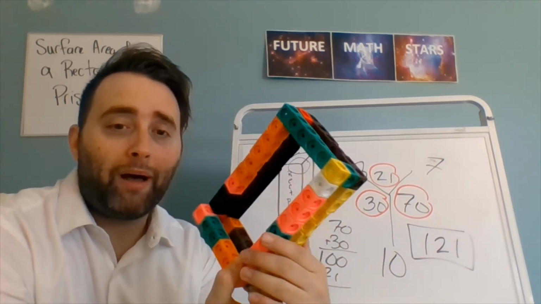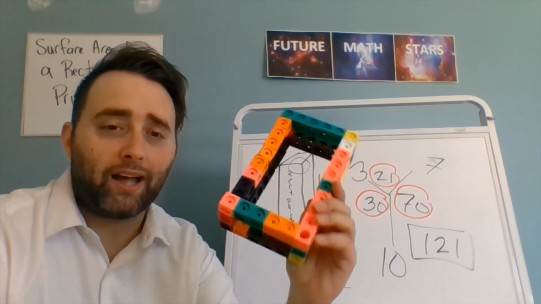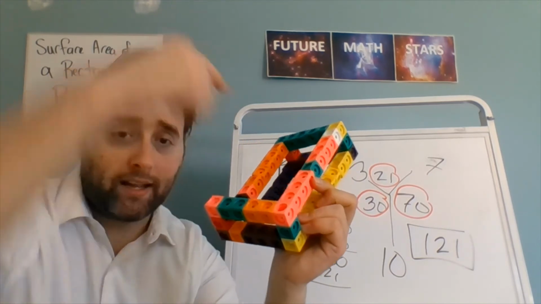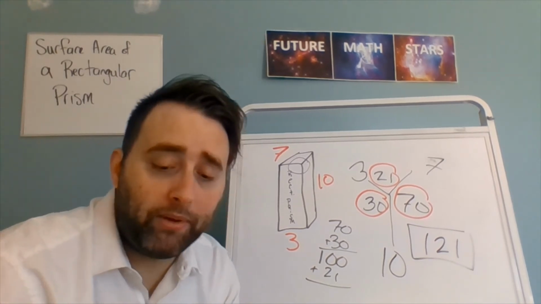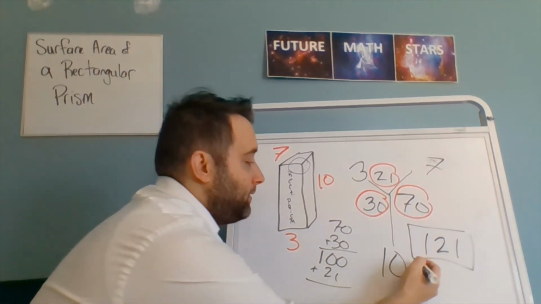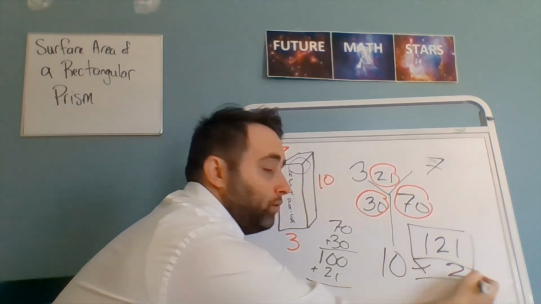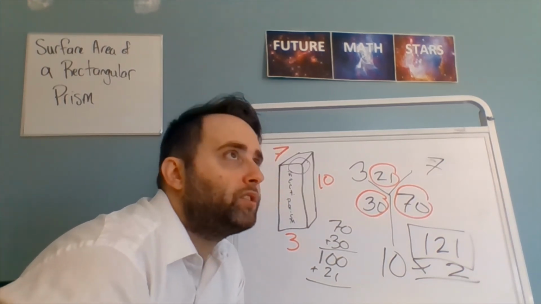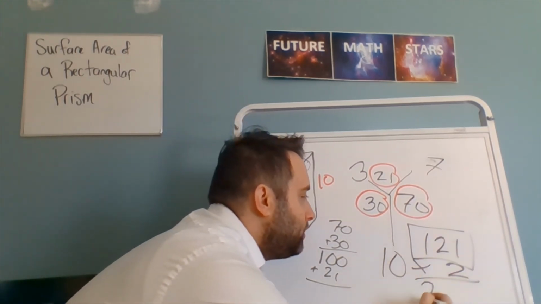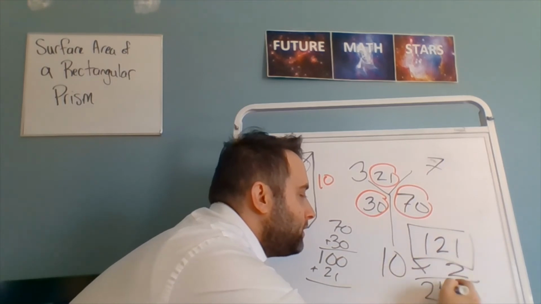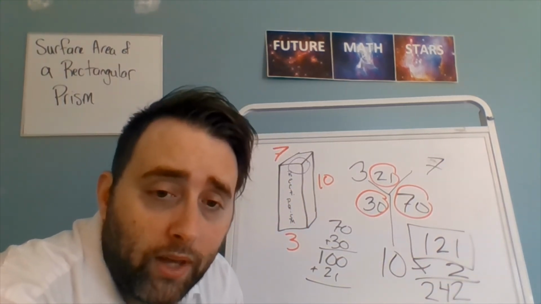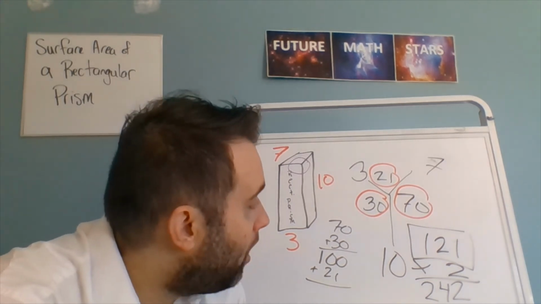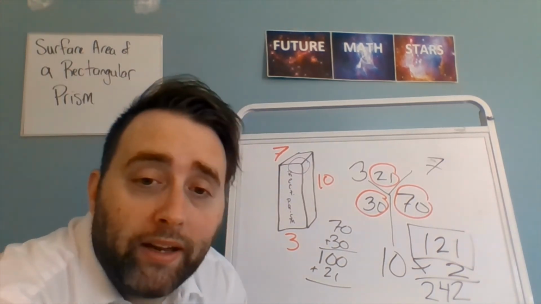But there's not just 3 sides. I'm going to turn my model. There's a whole other 3 sides. There's this side, that side, and this side. So, your last step is that you need to multiply it by 2. And 121, 1 times 2 is 2, 2 times 2 is 4, 1 times 2 is 2. Your final answer this time will be 242. Make sure you are multiplying your last step.